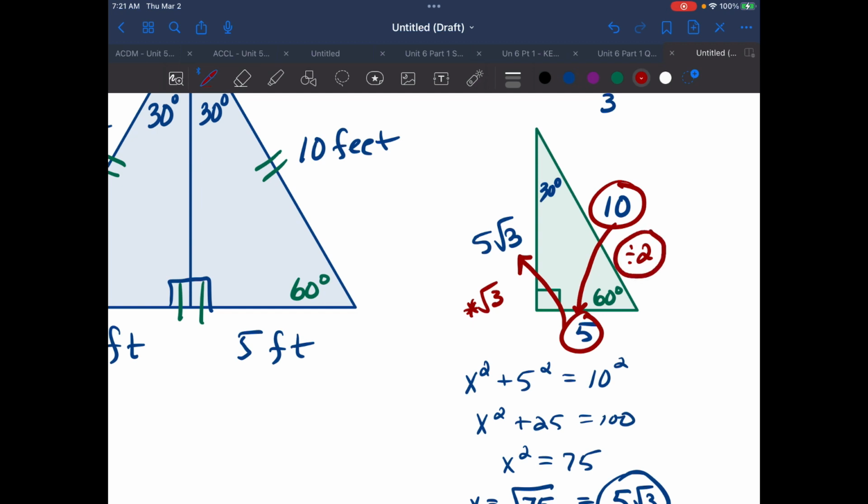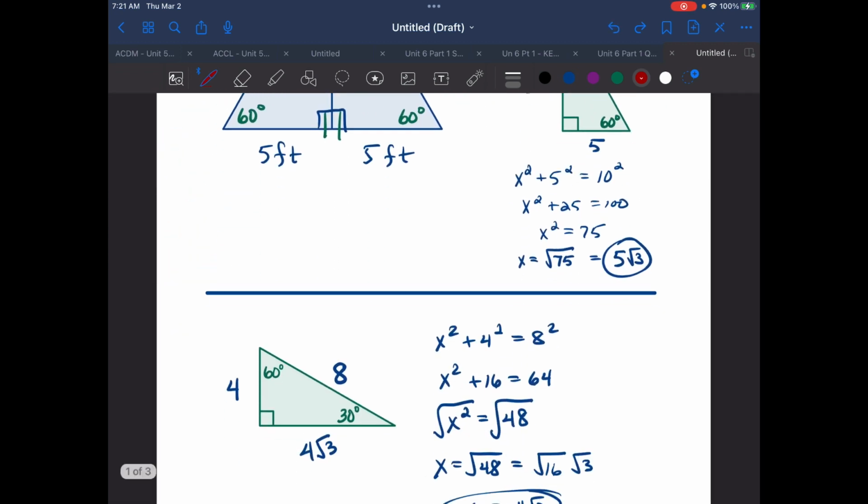So we're going to divide the hypotenuse in half to get the shortest side, and then we're going to take the shortest side times radical 3 to get, I'll say, the medium side, the one that's across from 60. All right, let's see if it works in the next case. Okay, just like what we did down here on the bottom.